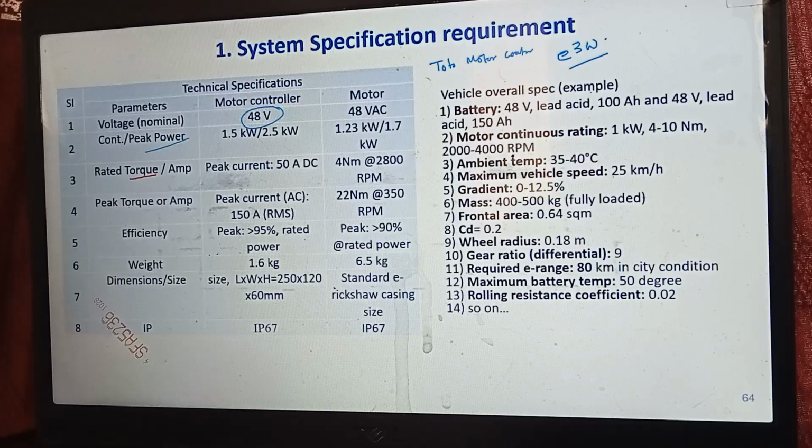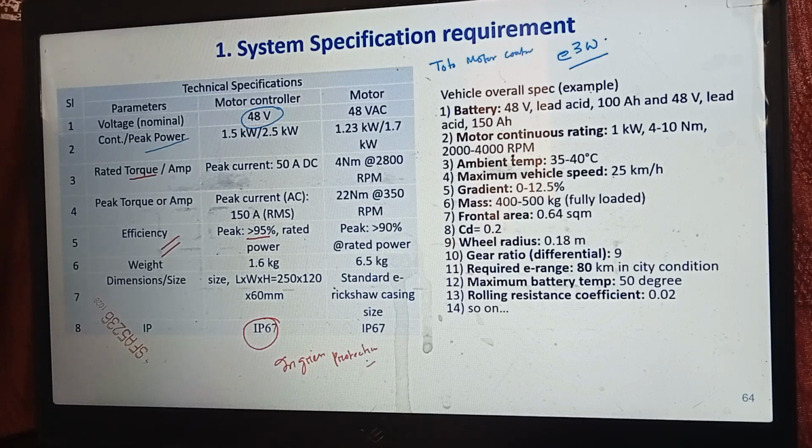Then what is your efficiency target? Typically, you want it to be at least 95% efficient. Then there will be some target that you want your motor controller to be within a certain weight in kg. You don't want it to be heavyweight. And there will be some dimension restrictions. You have to design your entire system within this much size. Then comes the IP rating. IP rating is ingress protection.